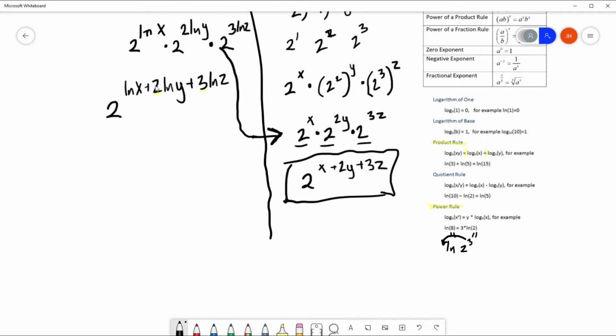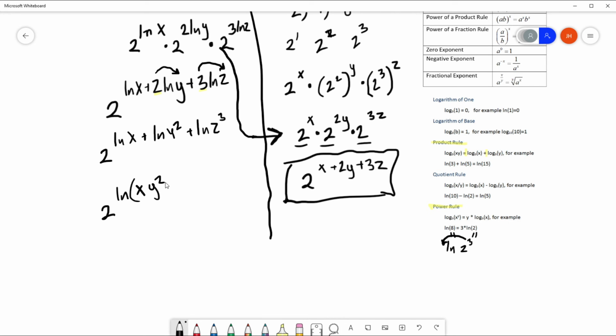I'm going to bring the 2 into the power of y. I'm going to bring the 3 to the power of z. So that gives me 2 to the power of ln x plus ln y squared plus ln z cubed. Now I can use that product rule where all these logs adding will multiply their insides. So I get 2 to the natural log of x y squared z cubed. And that is the simplified form of this expression.